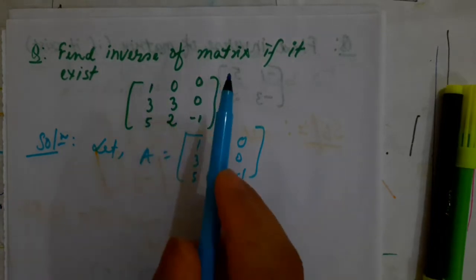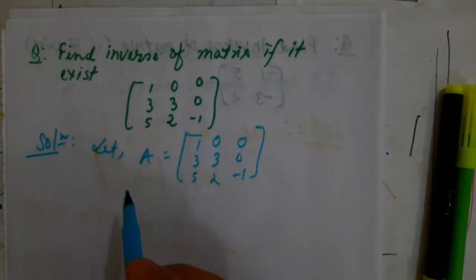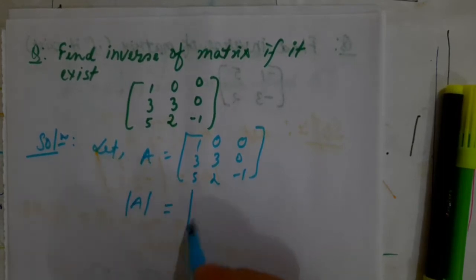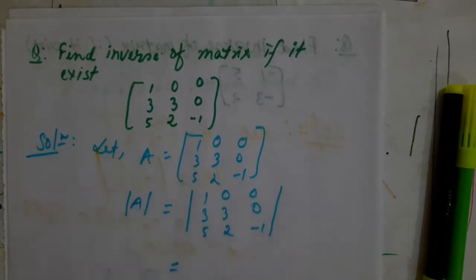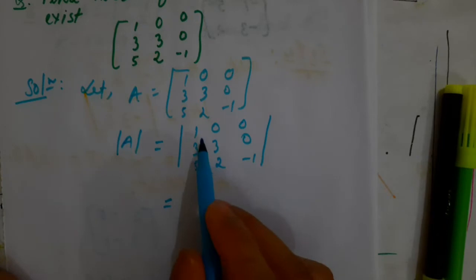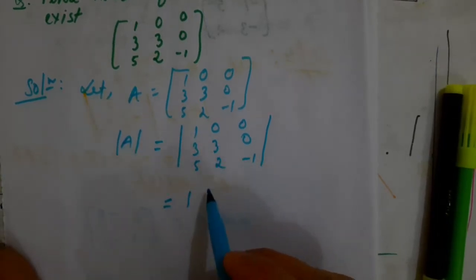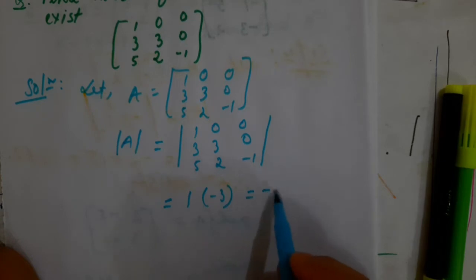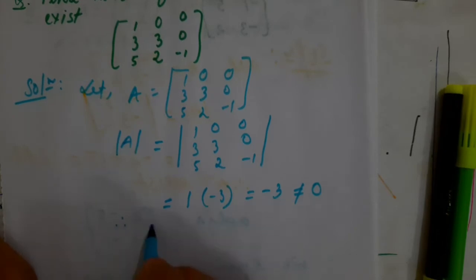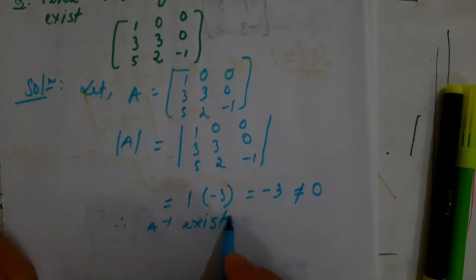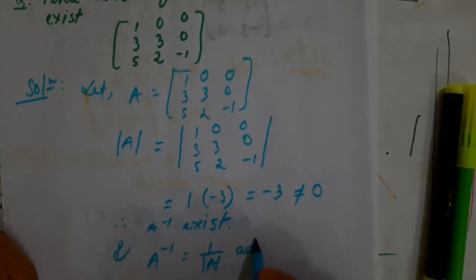First, we will check whether the inverse exists or not. We expand the determinant with respect to this first row: 1 into -3, that is -3, which is not equal to 0. Therefore, A inverse exists, and A inverse equals 1 by determinant of A times adjoint A.